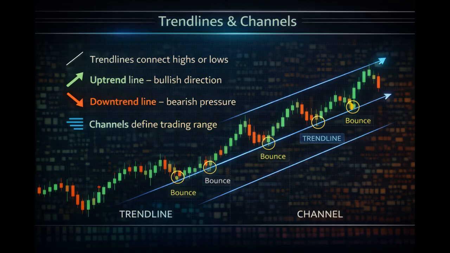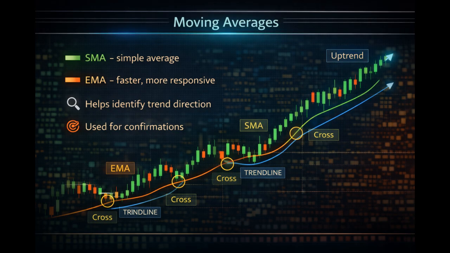Simple moving average, SMA, calculates the average price over a specific number of periods. Exponential moving average, EMA, places greater weight on recent prices, making it more responsive to changes. Moving averages are commonly used to confirm trends.